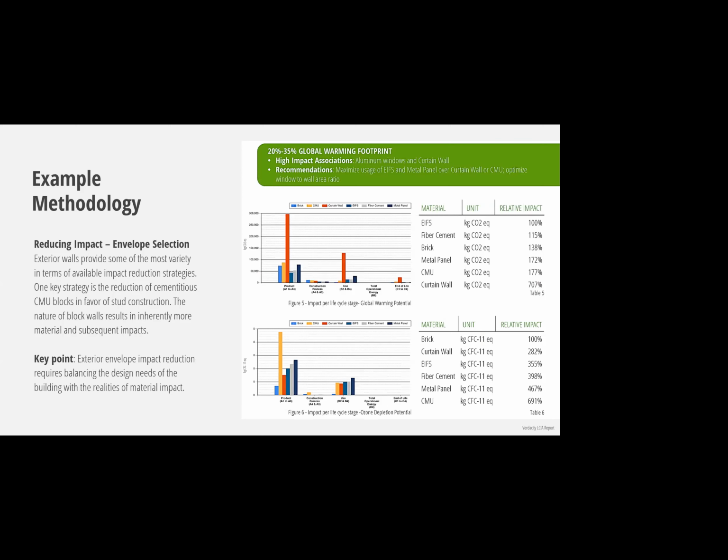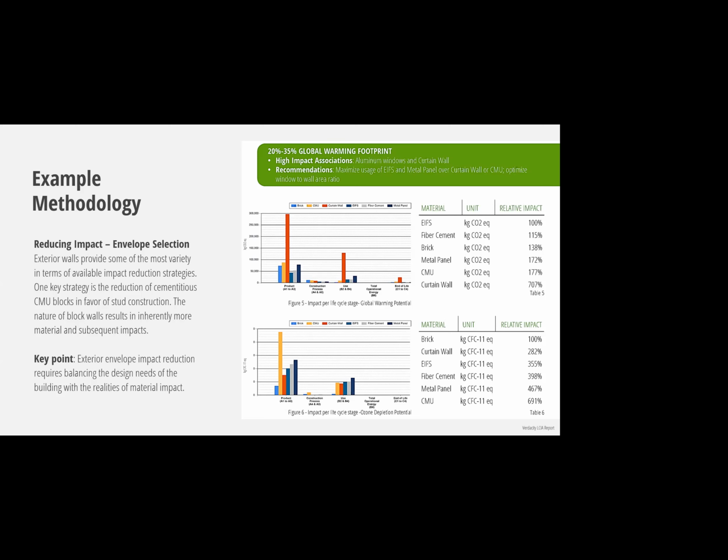And if we look at how different envelopes compare against each other, we see that as with structure, as with the foundations, steel is going to be one of the primary deciders. Steel and aluminum are going to be primary deciders of how much impact comes from an assembly. Particularly when we look at something like a curtain wall compared to an EIFS, or exterior insulating finishing system, or like a stucco wall.